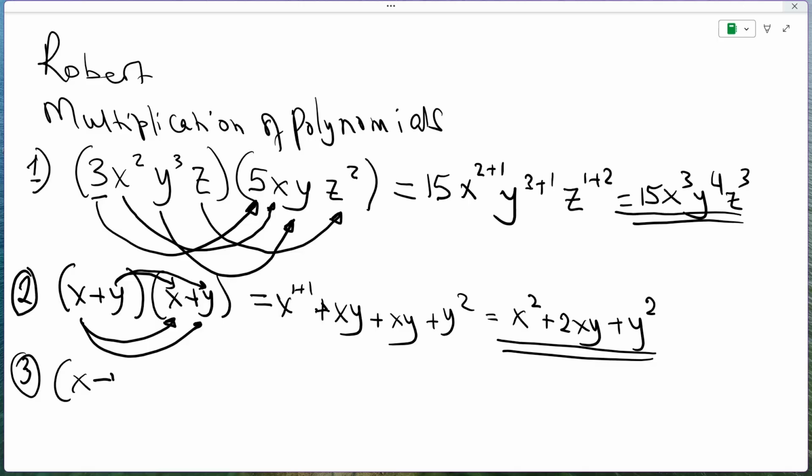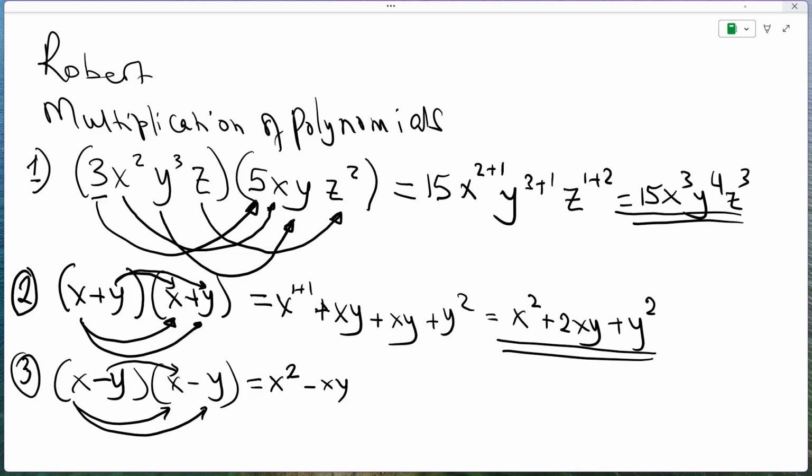Now let's try example number 3. That's x minus y multiplied by x minus y. Again, the two polynomials are similar. Each element in the first polynomial is multiplied by every element in the second polynomial. So this becomes x times x, which will be x to the power 1 plus 1, which will be 2. Then x times negative y will be minus xy. And then negative y multiplied by x will be minus xy again.